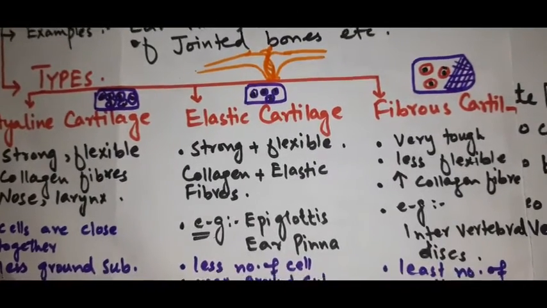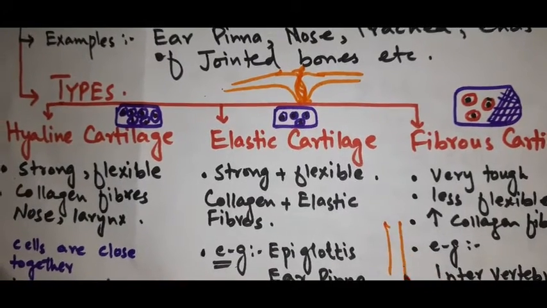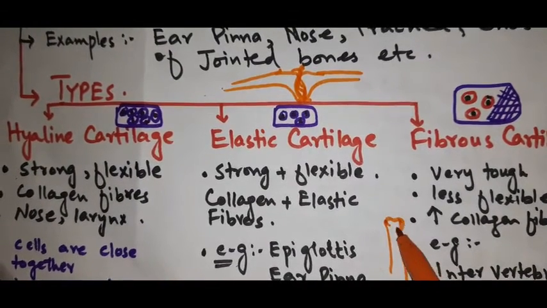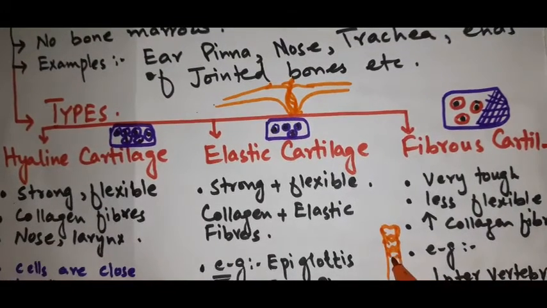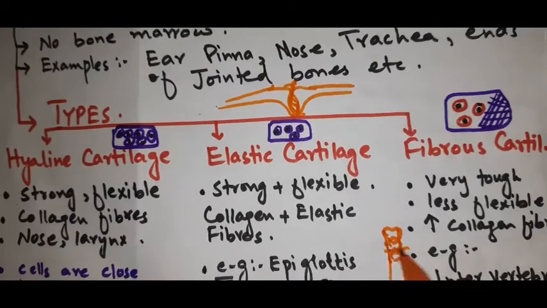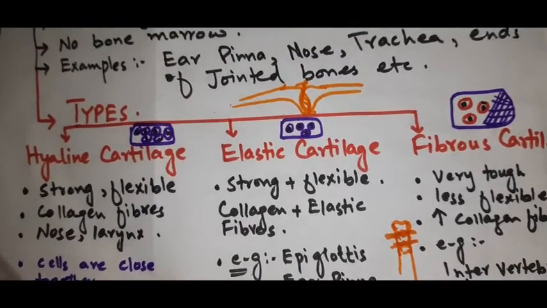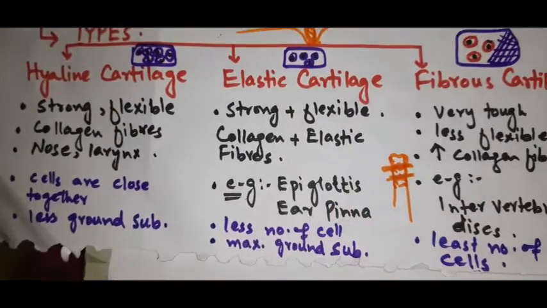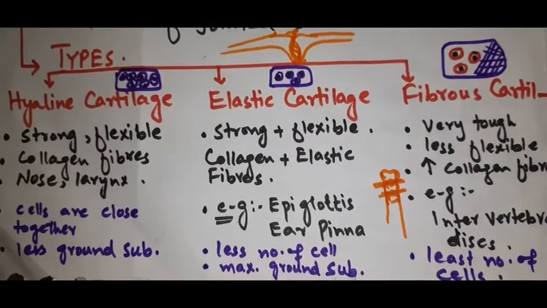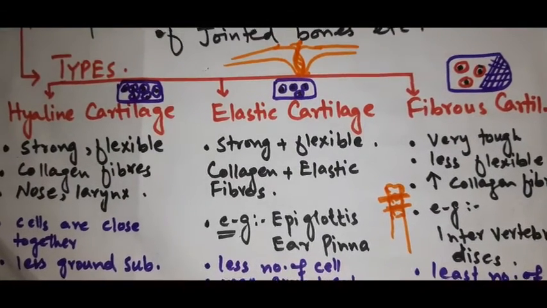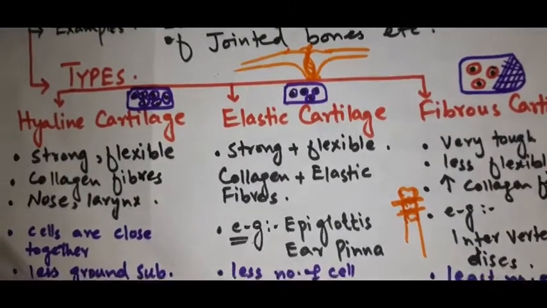Intervertebral disc means, for example, here we have the vertebral column, right? The vertebral column is basically made up of 33 vertebrae. Between these vertebrae we have this type of cartilage, right? Here we have the least number of cells, right? Least number of cells means there would be more ground substance as compared to the hyaline and elastic cartilage, right?